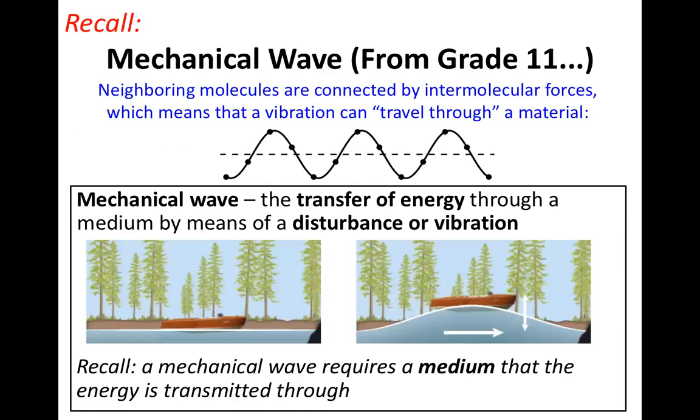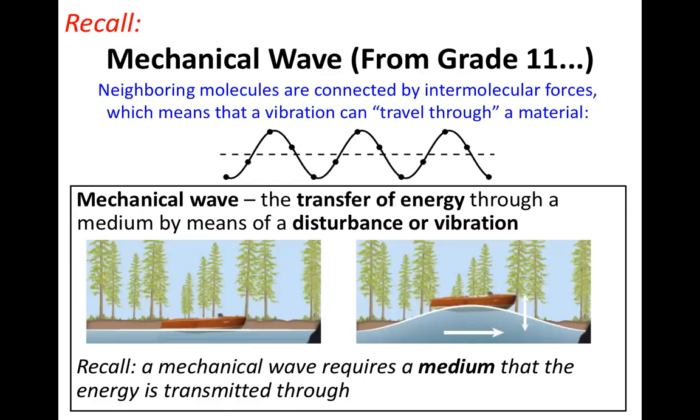So remember from grade 11 that neighboring molecules are connected by intermolecular forces, which means that a vibration can travel through a material. And a mechanical wave is a transfer of this energy through the medium by means of a disturbance or a vibration. Recall that a mechanical wave, such as a water wave, requires a medium that the energy is transmitted through. So obviously for a water wave, the medium is the water. If you send a wave through a slinky, the medium is the slinky.